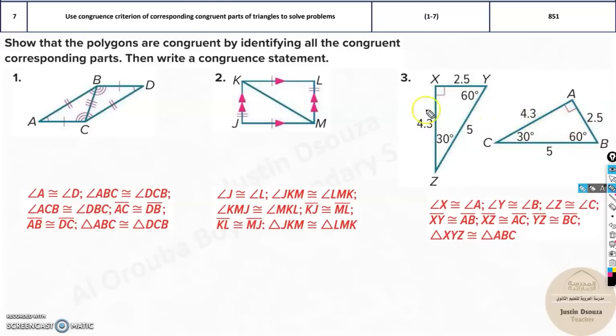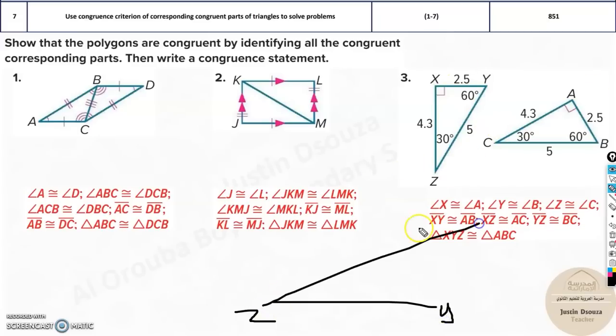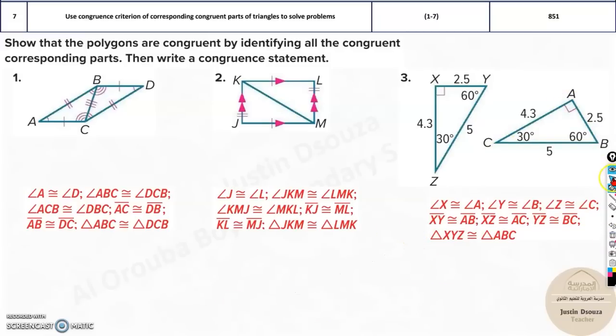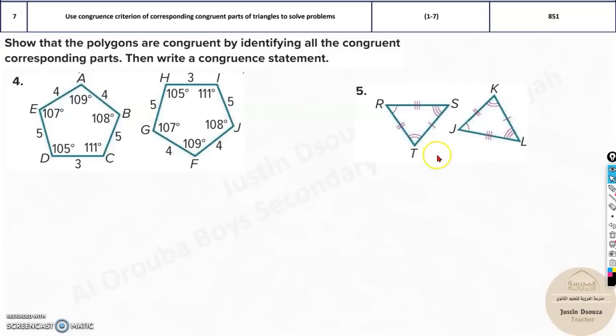You can get this shape into the other side or this into the first one. However, now if you're getting this, 5 will be at the bottom, that is Z and Y, and then the 4.3 line will be drawn like this, that will be X. That's it. Now you can write the congruent statement. ABC is XYZ. That's it. So please do all these problems by yourself.